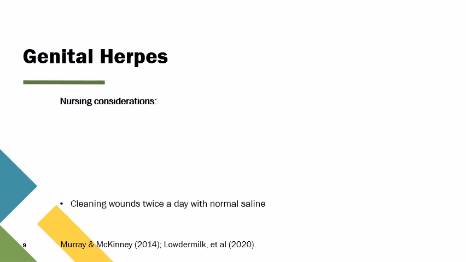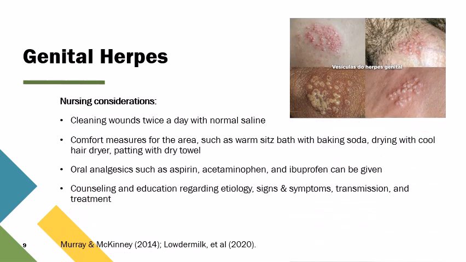So the genital herpes nursing considerations will be to clean the wound twice a day with normal saline, to do comfort measures for the area, such as a warm sitz bath with baking soda, and even drying with a cool hair dryer and patting the area with a dry towel, as well as taking oral analgesics such as aspirin, acetaminophen, or ibuprofen, and also provide counseling and education regarding etiology, signs and symptoms, transmission, and treatment.